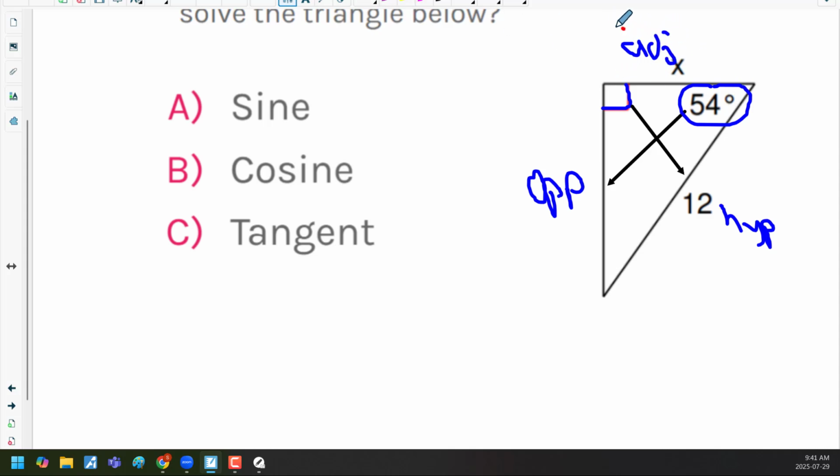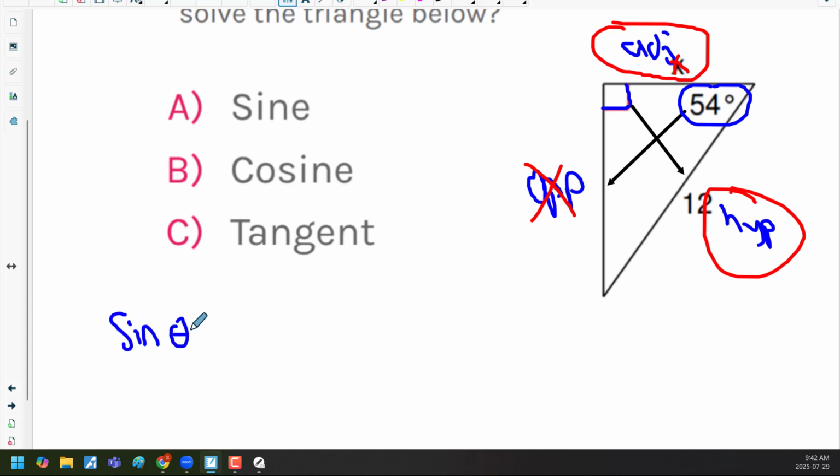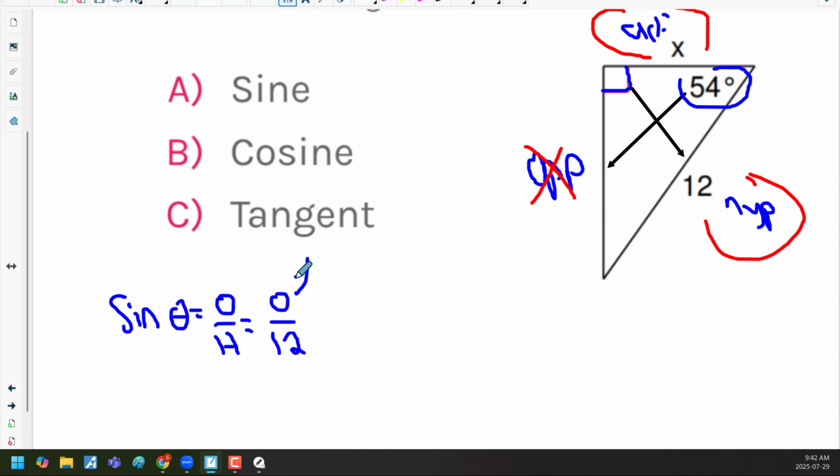And what we really want is the adjacent side and the hypotenuse side. We do not want opposite because we don't know what opposite is. It's completely blank, and we're not really looking for it. We're looking for x in this case. So let's do that. So sine is going to be opposite over hypotenuse, which is opposite over 12. And we can't solve that because we don't know what O is. And we're not looking for O.